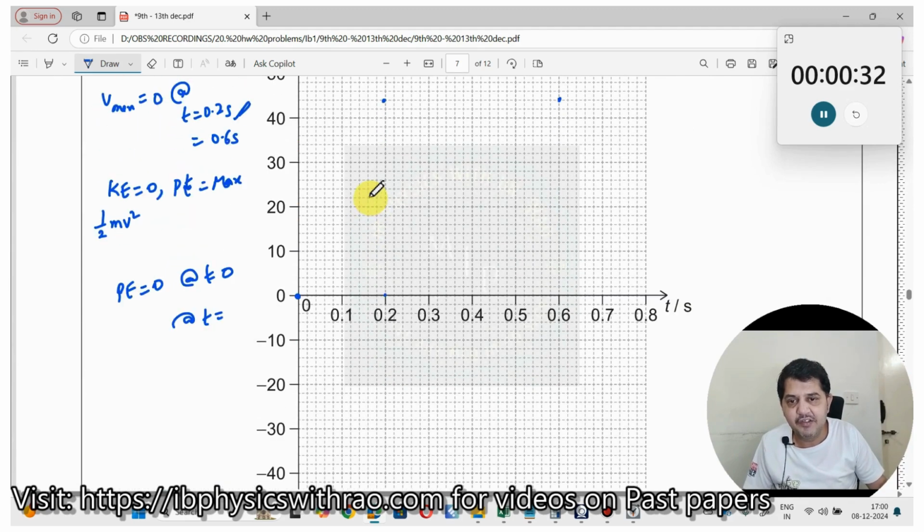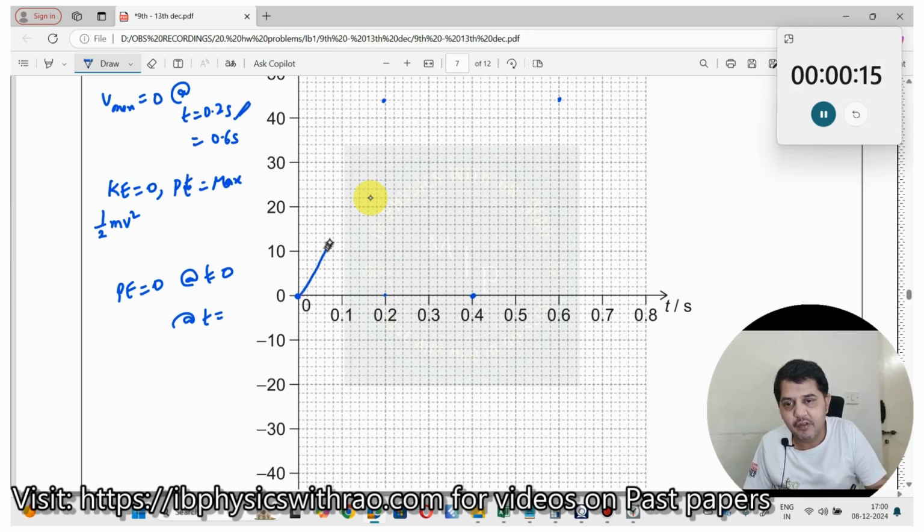At t equal to 0.4 seconds, the velocity becomes maximum. When velocity becomes maximum, potential energy becomes minimum. So at these points, potential energy is maximum, velocity is minimum; and where velocity is maximum, potential energy is minimum. So we have got 4 points. Now what we need to do? We need to draw a graph.